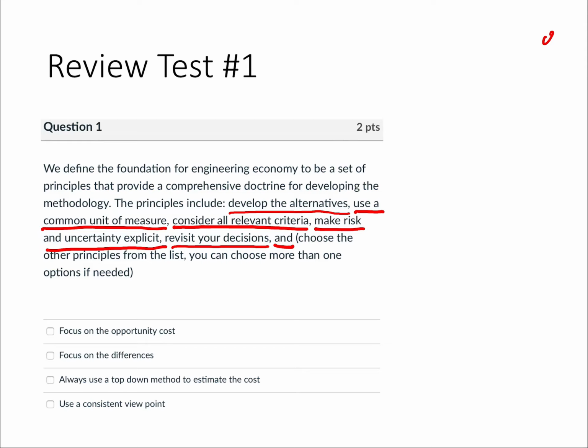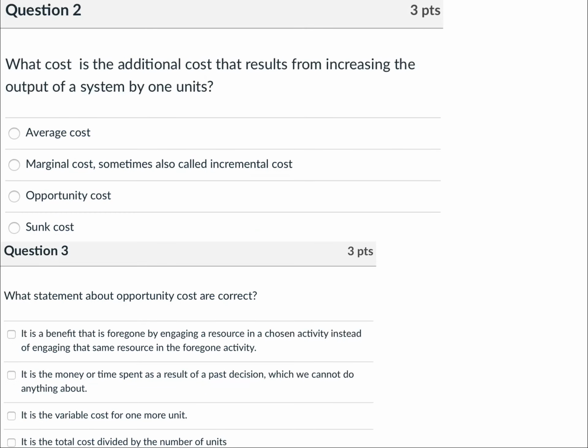Okay, so focus on the opportunity cost. That's not one of the principles. Focus on the differences. Yes. And always use a top-down method to estimate the cost. That's not a principle. Use a consistent viewpoint. Yes. So that's the 2 answers. Okay. So for this question, you're going to have 2 answers.